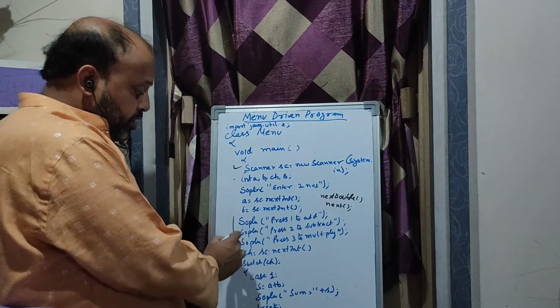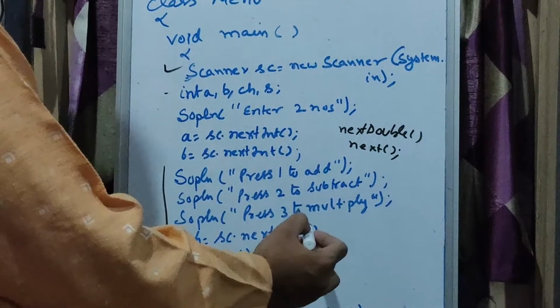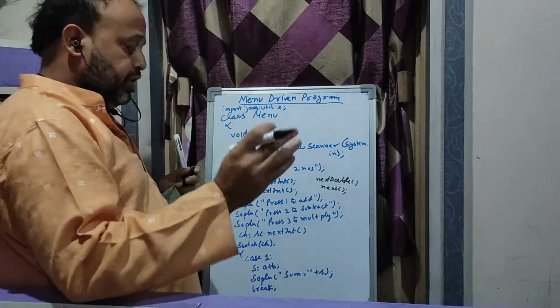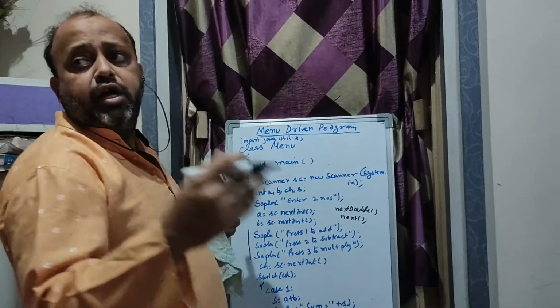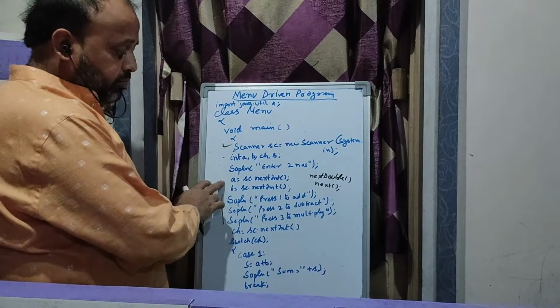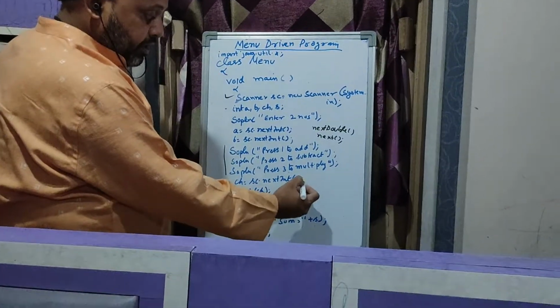Now I've taken two numbers. After that, this menu is compulsory. Press 1 to add, 2 to subtract, 3 to multiply. Like this, I have just taken three things: add, subtract, multiply. You can increase also. So what I have done, I have taken two numbers, displayed the menu, then I have taken a choice.